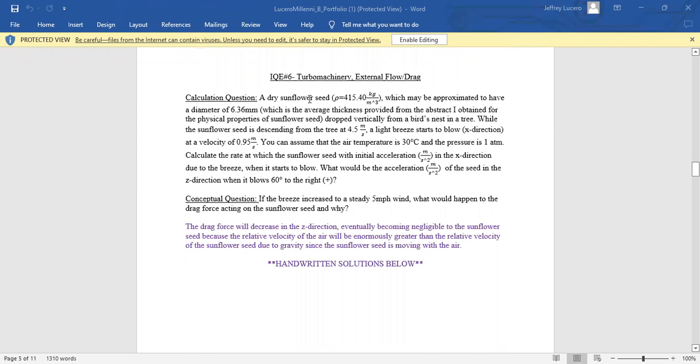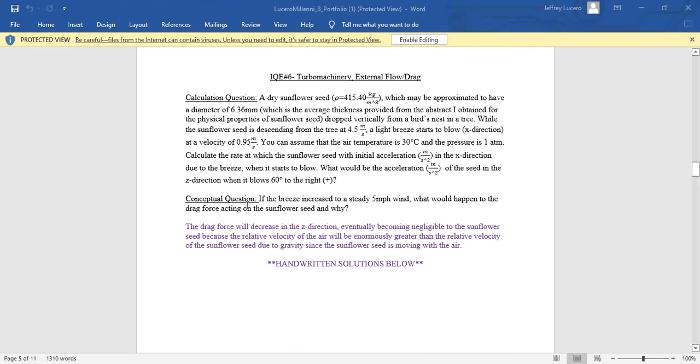For the calculation question, you have all of your properties stated, and I have X direction. What I added was: what would be the acceleration of the seed in the Z direction when it blows 60 degrees to the right, which is a positive blow, not a negative blow. So the velocity will be in the positive direction, not the negative direction.